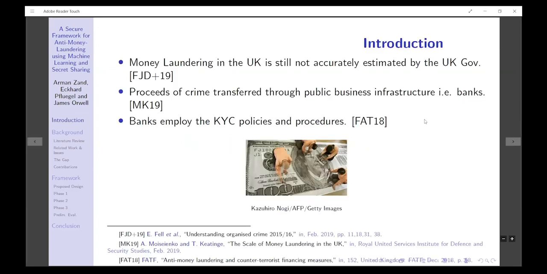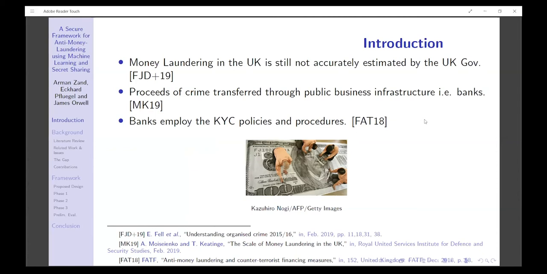Introduction. Money laundering in the UK has still not been accurately estimated by the UK government. Just a bit of background: they can't actually put a figure on how much money laundering there is. It's in the billions, and they can't even put a range on that. What we're focusing on is the proceeds of crime transferred through public business infrastructure, that is the banks.